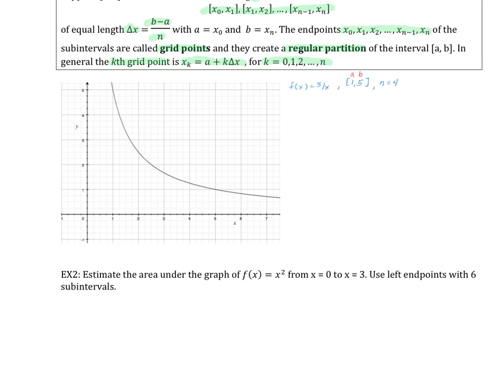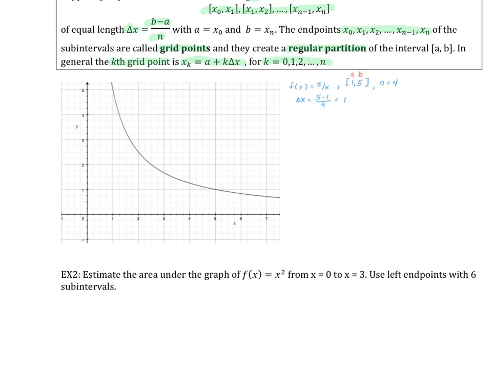So the next thing I want to do is find my delta x. My delta x is going to be the length of each one of my subintervals or partitions. And that can be found by taking b minus a, so 5 minus 1, over the number of subintervals n, which is 4. My delta x is going to be 4 over 4, which is 1. So recall that each one of those intervals had a length of 1.